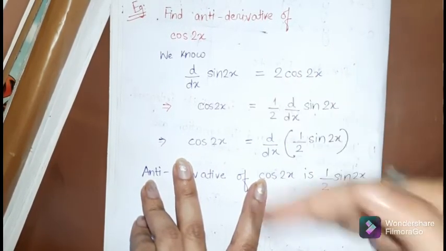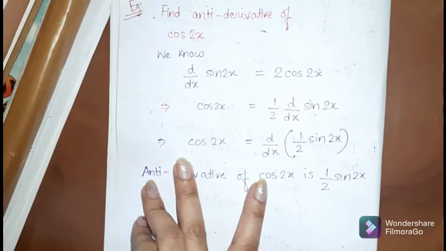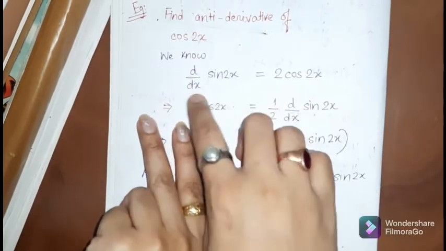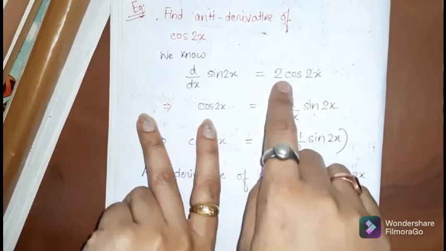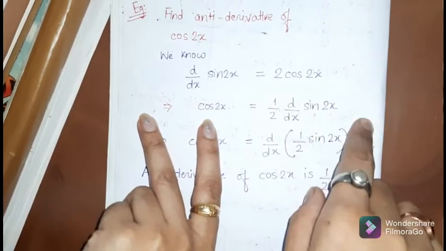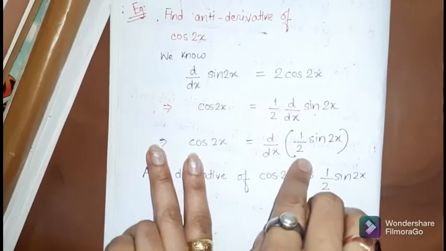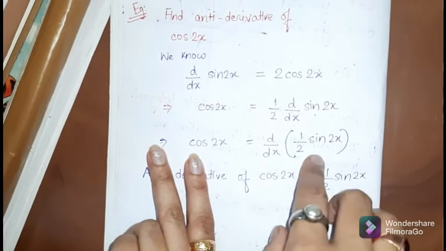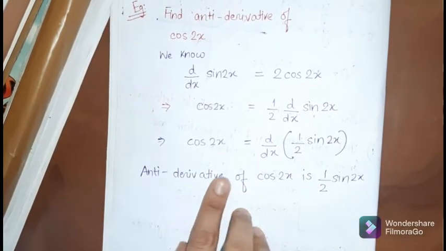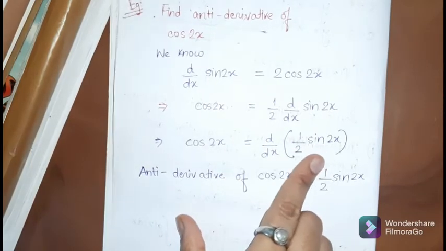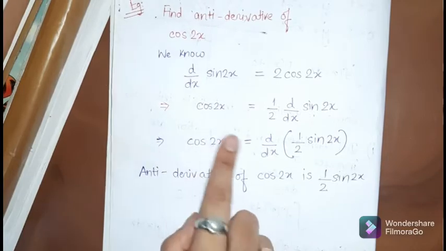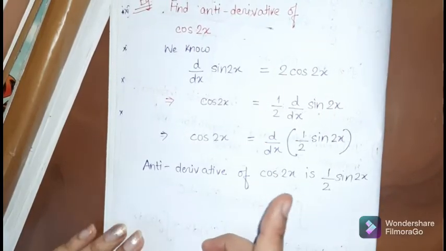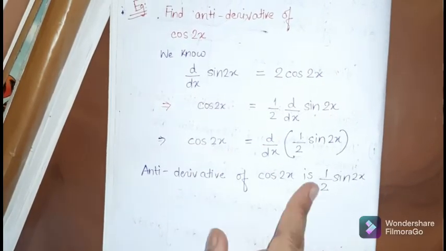Here we differentiated and got the answer. We know that the differentiation of sin 2x is 2 cos 2x. From here we write cos 2x equals 1 by 2 times the differentiation of sin 2x. Taking the 1 by 2 inside, we get the differentiation of half sin 2x. If the differentiation of half sin 2x is cos 2x, then the integration, that is the antiderivative, of cos 2x is half sin 2x.